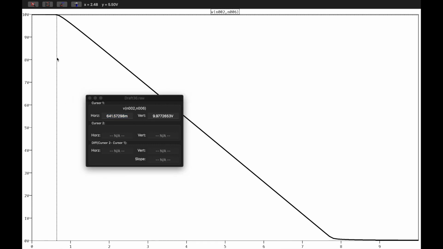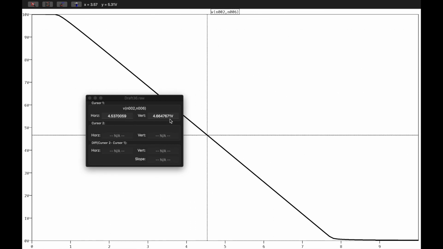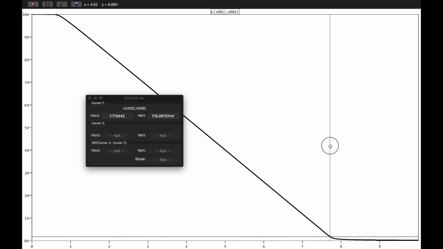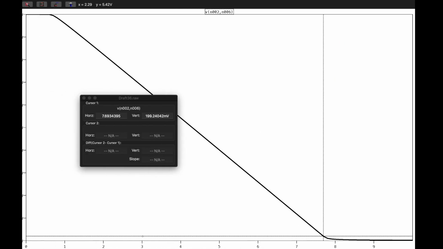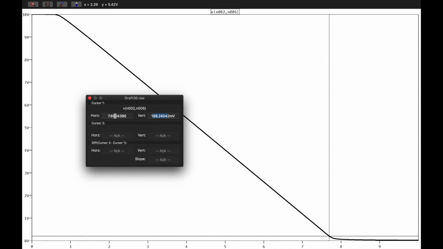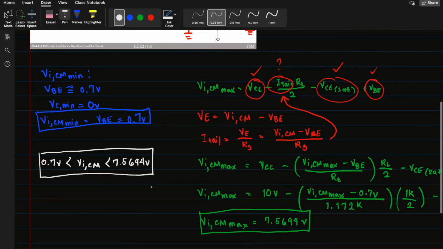And again, what is the maximum? So, for maximum VICM, dapat our transistor's VCE is around 0.2. So, ngayon, sa vertical, hahanapin lang natin yung 0.2 volts. Ayan, almost 0.2 volts na. Tapos, ang kanyang value ng VICM is 7.6934 volts. So, ano ba na-compute natin? It is 7.5694. So, nakita natin, medyo malapit po siya. So, ibig sabihin, na-verify natin na tama ang ating input common mode range po.